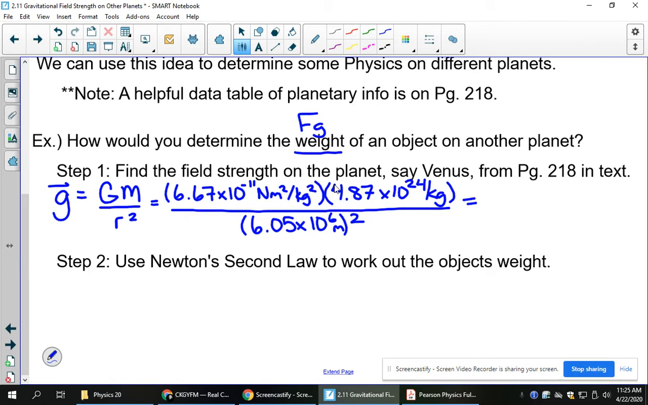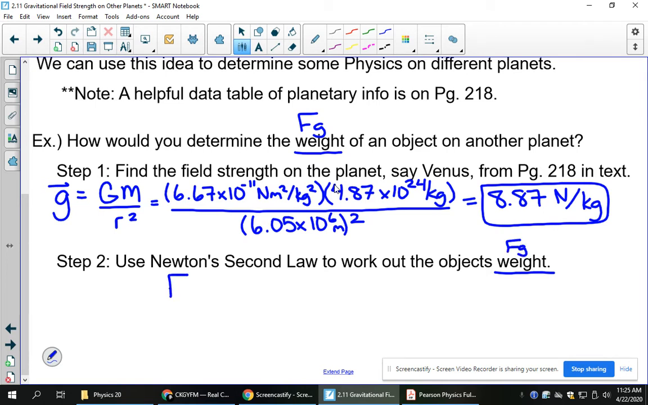Now you should be getting a gravitational field strength of 8.87 newtons per kilogram. So on Venus, you will feel lighter. Your weight will feel lighter because g, the gravitational field strength, is less than the average we use on Earth, 9.81. Now we're going to use that number for g to figure out the weight. So remember weight, highlight it and write Fg above it if you're struggling. It comes from the formula for Fg on your formula sheet. Pause the video and find it.